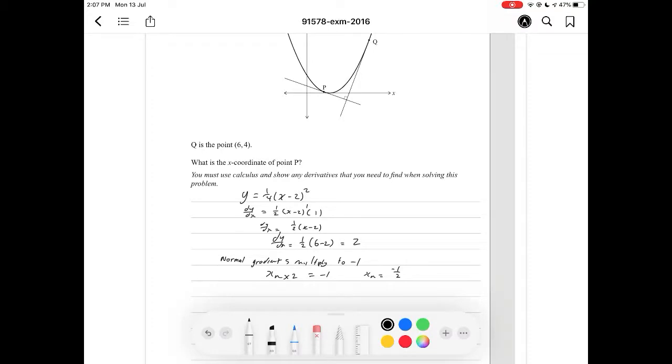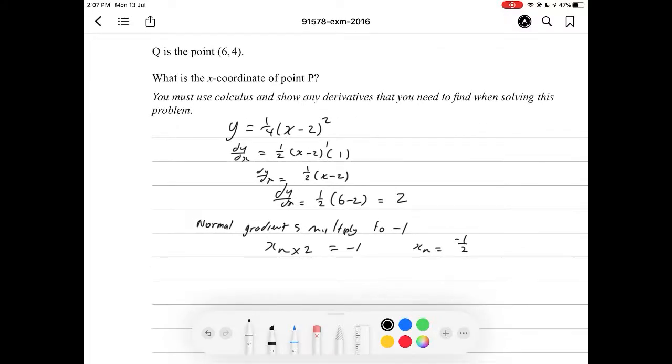All we need to do now is find where on the graph the gradient is negative 1 over 2. So we'll make negative 1 over 2 equal to the gradient function in order to find when the graph has a gradient of negative 1/2, because that's when they will meet. So negative 1/2 equals 1/2 of (x minus 2). Negative 1/2 divided by 1/2 is negative 1, so negative 1 equals x minus 2. Therefore, x equals negative 1 plus 2, which is just 1. So x equals 1 should be our final answer for this question.